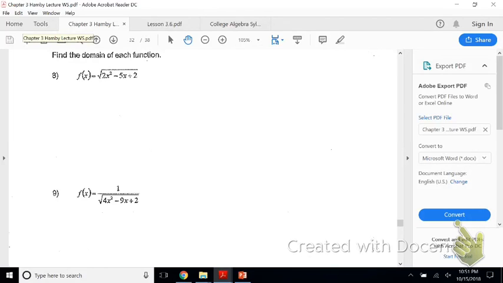So we're looking for the domain of that radical. We know because it's a radical, it's going to have to be greater than or equal to 0. And so we're going to square both sides to get rid of the square root. So that means that 2x squared minus 5x plus 2 is greater than or equal to 0. Well, I can factor this out.